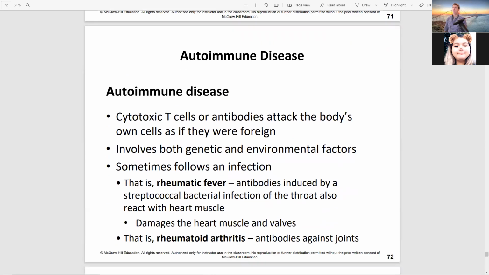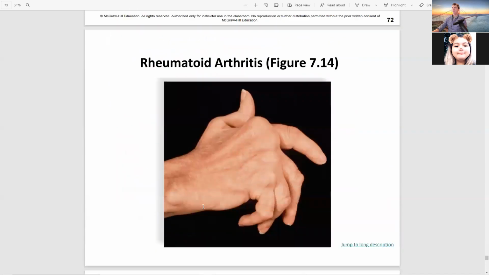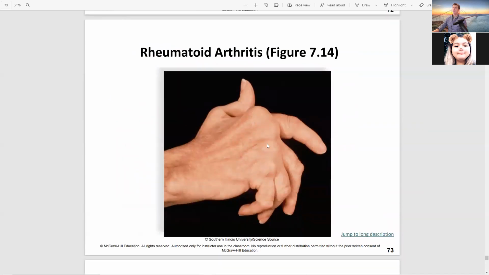Okay, so autoimmune diseases. Cytotoxic T cells or antibodies attack the body's own cells as if they were foreign. This involves both genetic and environmental factors and sometimes follows an infection, as in rheumatic fever. Antibodies induced by a streptococcal bacterial infection of the throat also react with the heart muscle, damaging the heart muscle and valves. Then there is rheumatoid arthritis, with antibodies against joints. So that's shown here. The antibodies are attacking your own hand, your own joints, causing them to swell.